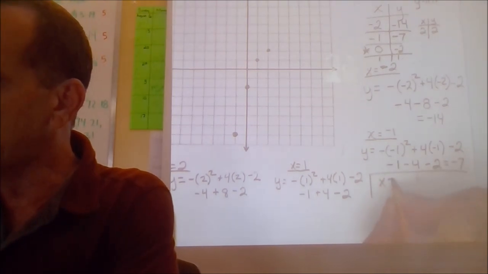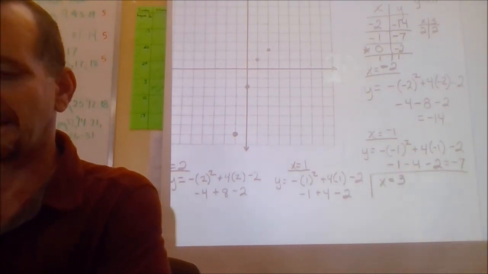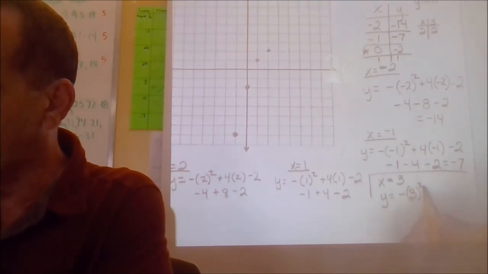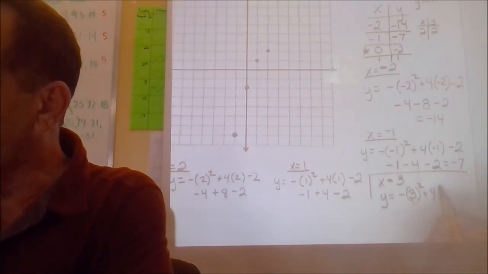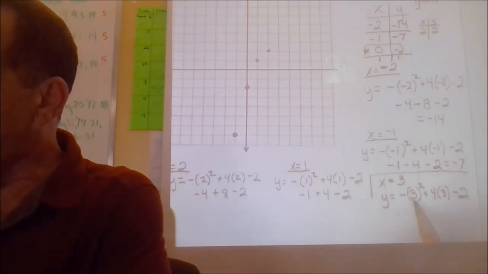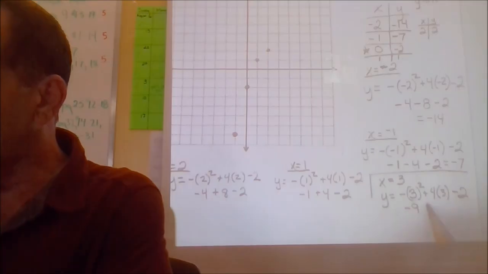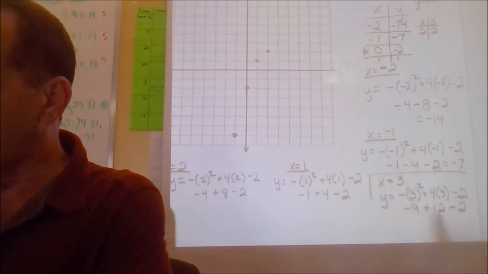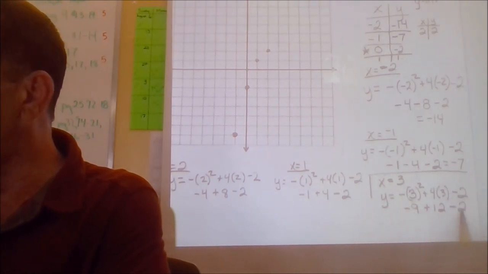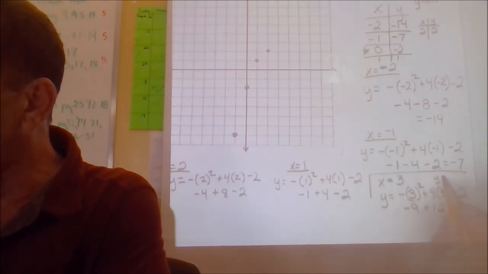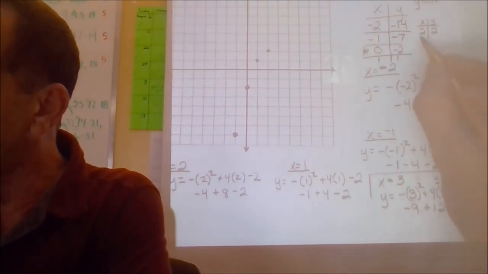When x equals 3, let's pick that and see what happens. When x equals 3, y equals negative 3 squared plus 4 times 3 minus 2. That's 9, but we've got that negative 9 plus 12 minus 2. So we've got 12 minus 9 minus 2, and that's really 12 minus 11, which is 1. So when x equals 3, y equals 1.